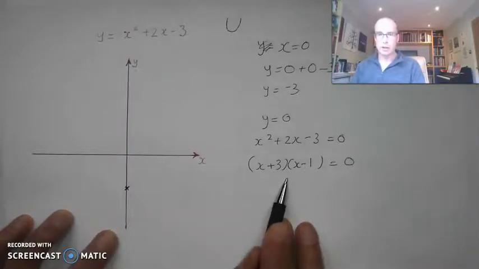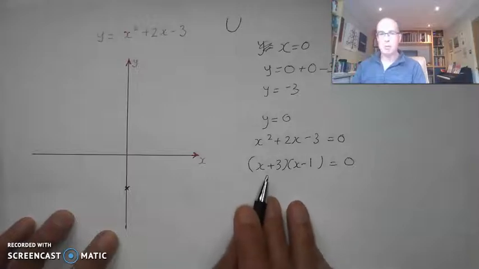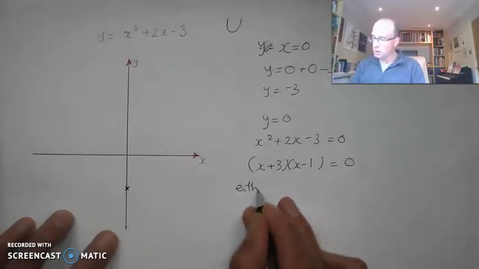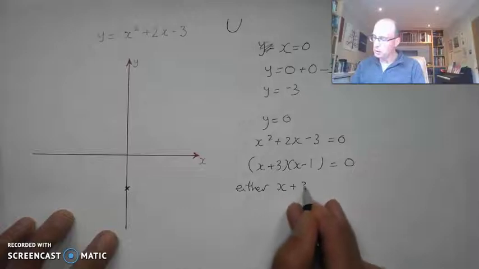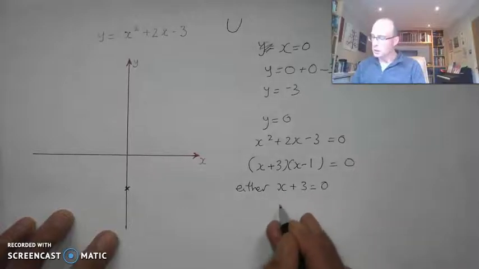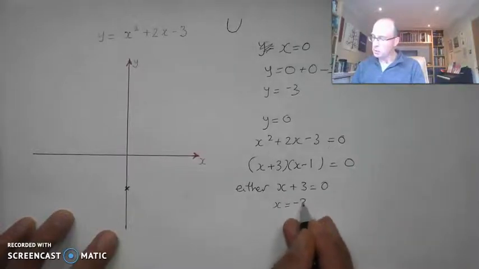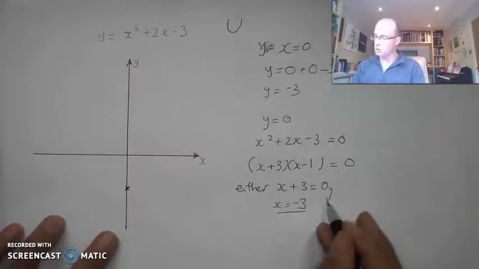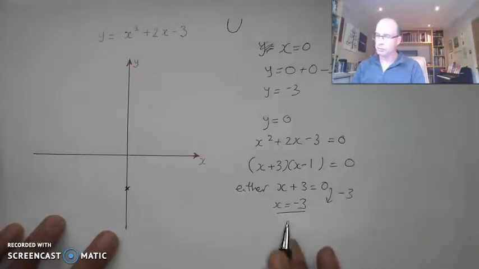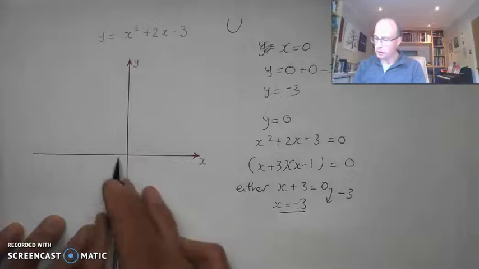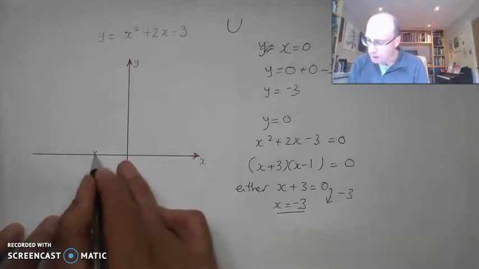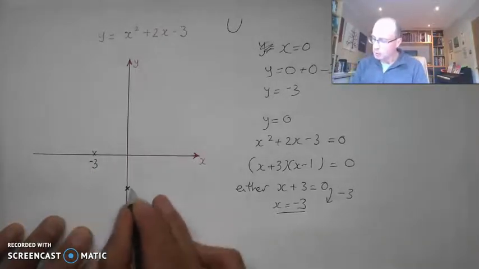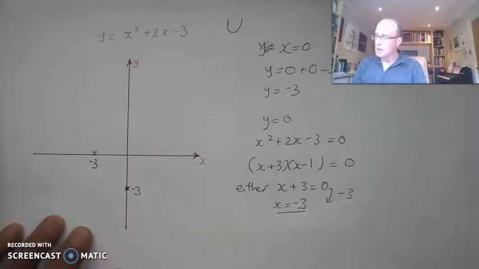So correct factorisation. I can then work out what my roots are. So either x plus 3 is equal to 0, which means that x is going to be equal to negative 3 if I subtract 3 from both sides. X equals negative 3. Oh, that point's going to be over here somewhere. That was also negative 3.